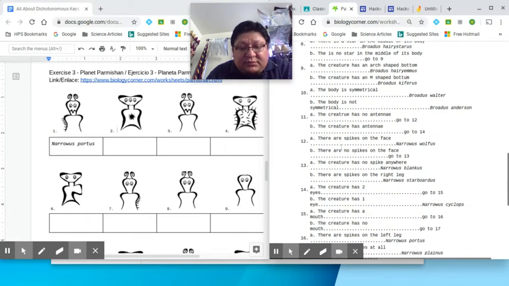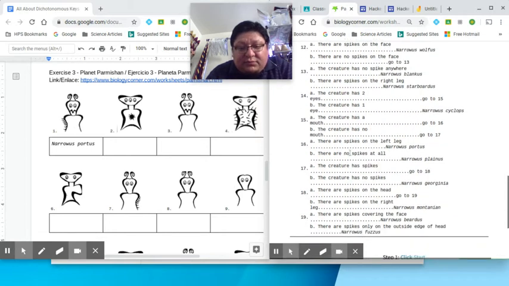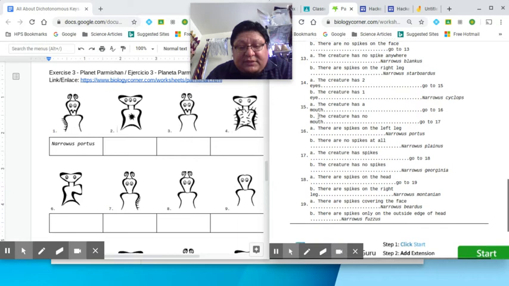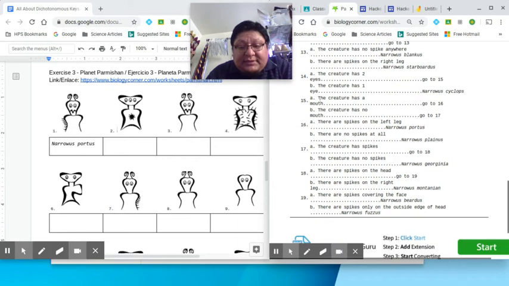Question 11. The creature has no antenna, or the creature has antenna. Oh, antennas, yes. Go to 14. The creature has two eyes, or the creature has one eye. Two eyes, so I go on to 15. The creature has a mouth, or the creature has no mouth. That seems to have a mouth. So has mouth, go to 16.